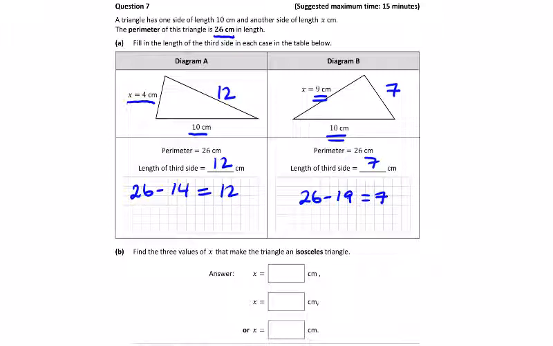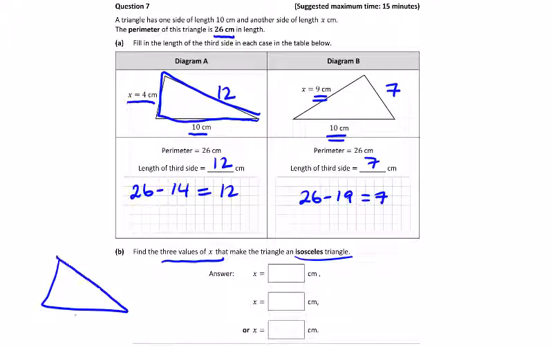Find three values of x that make it an isosceles triangle. So are they talking about diagram A or B here? Okay, so we have this triangle, we have a side length of 10, and they're giving us two values for x. So if one of the sides is 10, for it to be isosceles, the two other sides need to be the same length. So 2x would have to be 16, so x would have to be 8.